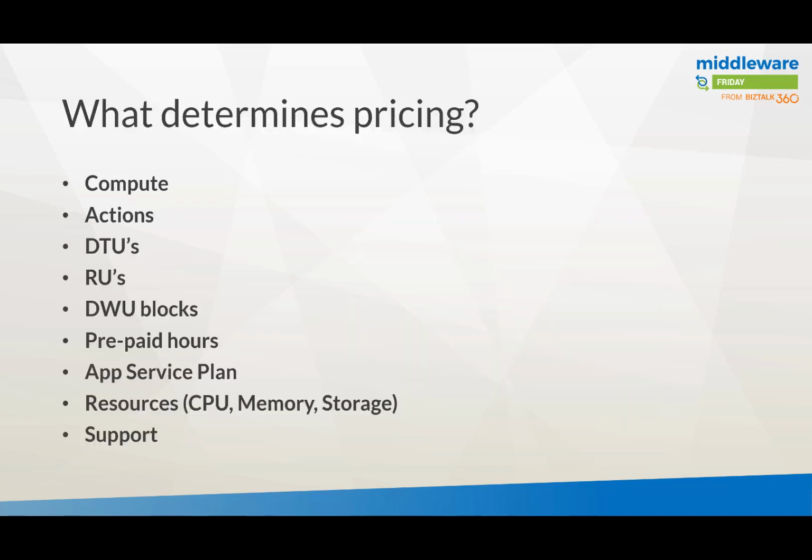So what would determine pricing? For instance, you could look at functions, and then you look at compute and the amount of CPU cycles basically in the background you're using, and memory. Could be actions when you're looking at logic apps. Could be data transfer units when you look at using SQL Azure, or request units with regards to Cosmos, or data warehouse units. So there are certain units of measure which are attached to a certain price, and that's what you kind of have to pay.